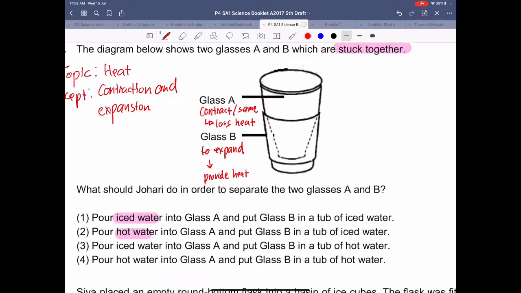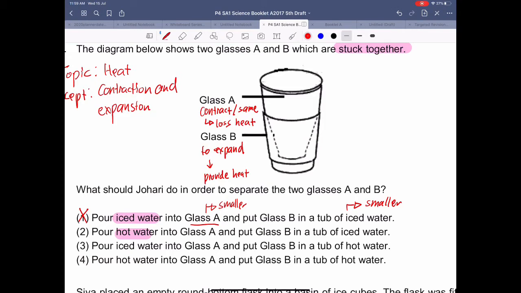I can do that by putting it in ice or cold water or something like that. So let's check out the first one. Pour ice water into glass B and put glass A into a tub of ice water. This is wrong. Why? Because putting ice water in glass A will make it smaller, but putting glass B into a tub of ice water will also make it lose heat and become smaller. So I'm making both glasses contract, which is not what I want. So straight away, one is wrong.